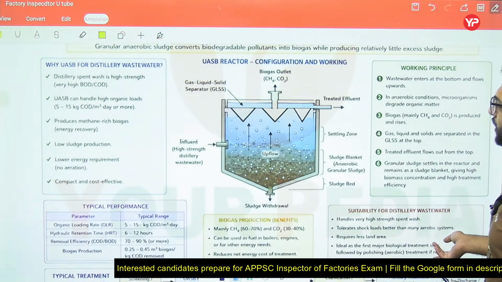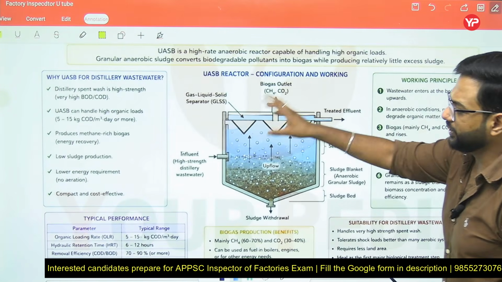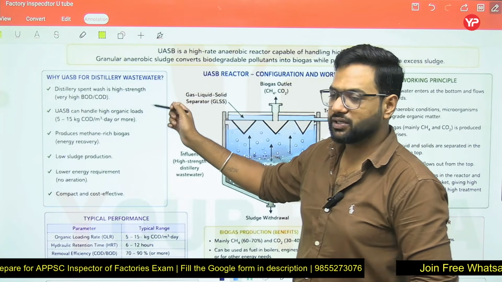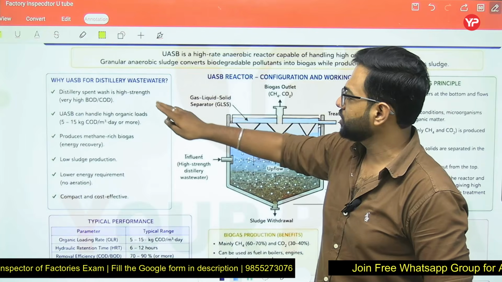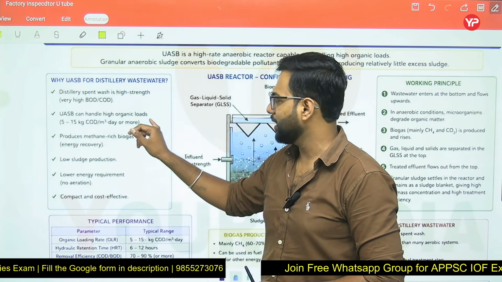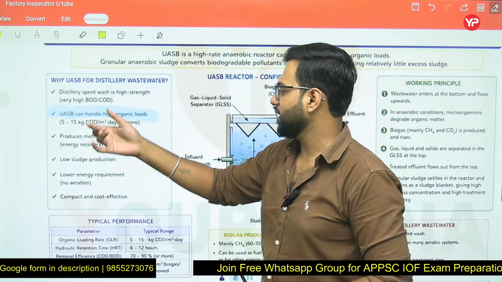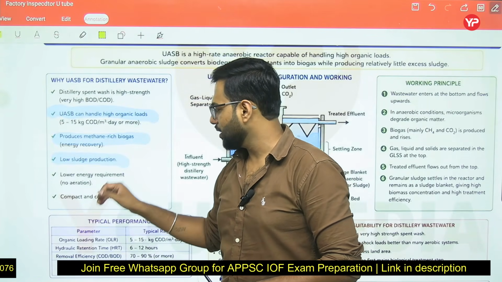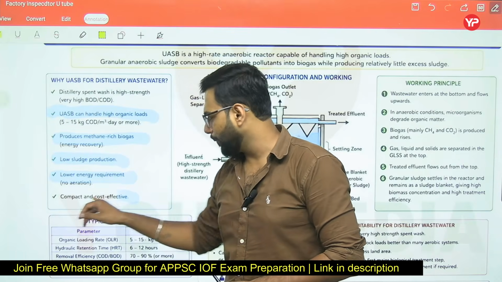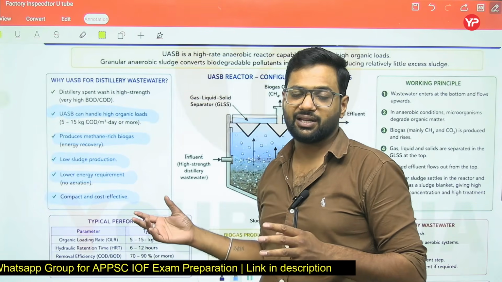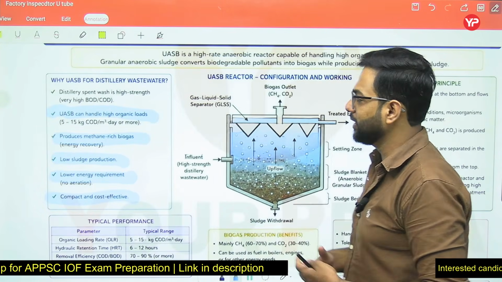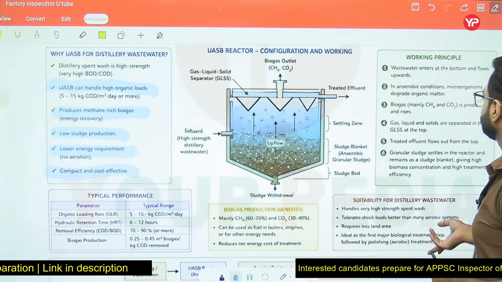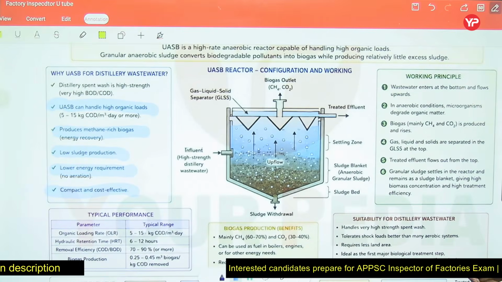So this is all about distillery wastewater. Why is UASBR used for distillery wastewater? Distillery spent wash is high strength. UASB can handle a high organic load, 5 to 15 kg COD per cubic meter per day or more. It produces methane, has low sludge production, lower energy requirement, and is compact and cost effective. This is why we use UASBR technology. Now this is the working principle, friends.